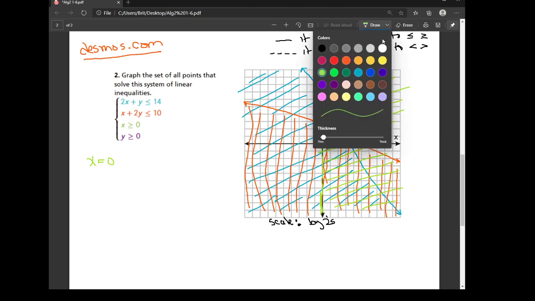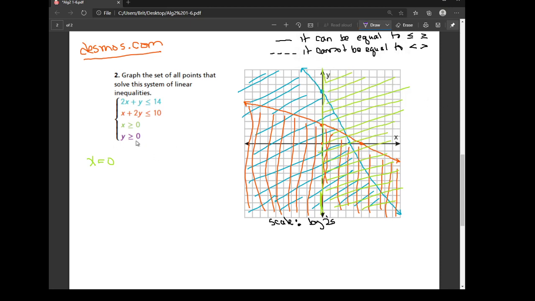So let's check out the purple one and see what else that does. This is the closest purple I've got, I think. So this one says y equals 0. So if I have a line that says y equals 0, that's going to be a horizontal line, which is right here on the x-axis. I used a solid line because it can be equal to. And so for all the y values greater than 0, I'm going to go ahead and shade up because that's above the axis.